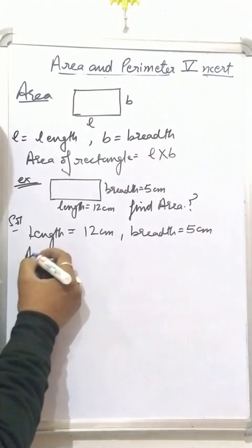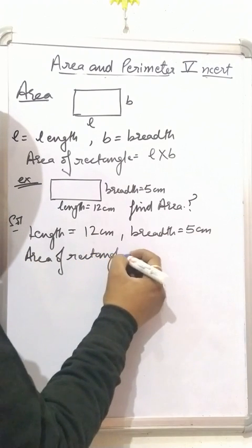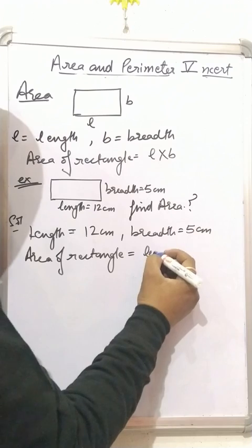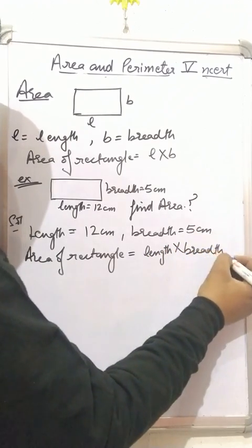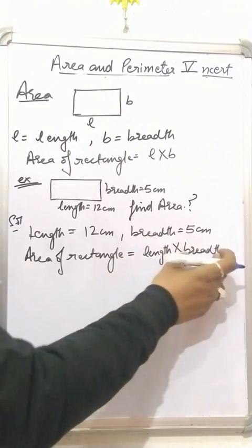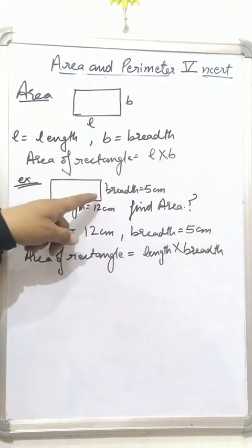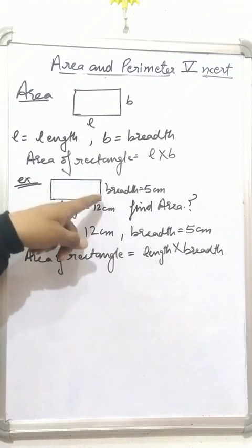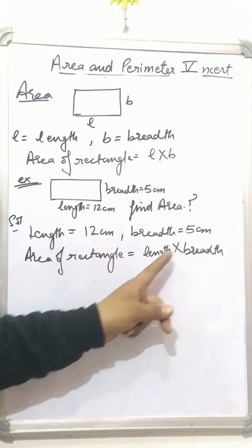Now area of rectangle is equal to length multiply breadth. Is that clear? We multiply length by breadth. This one is length, the longest side, and this one is breadth, the widest side. So length into breadth, we get length into breadth.